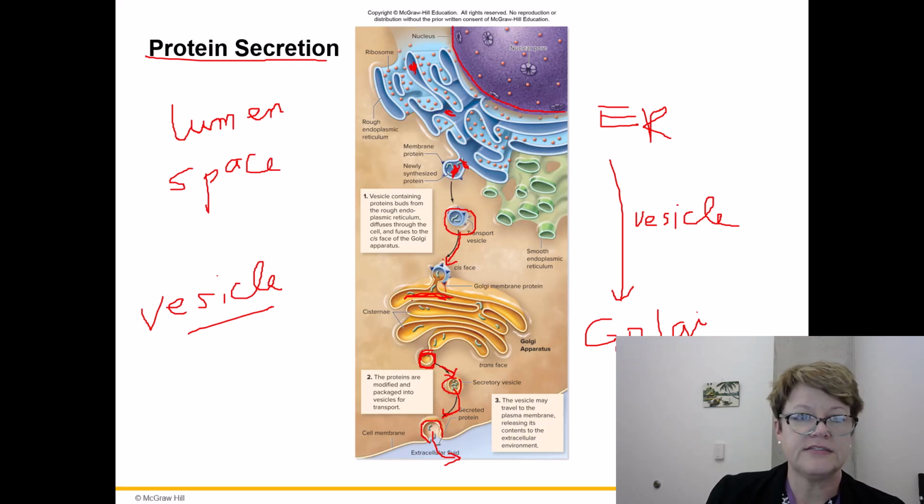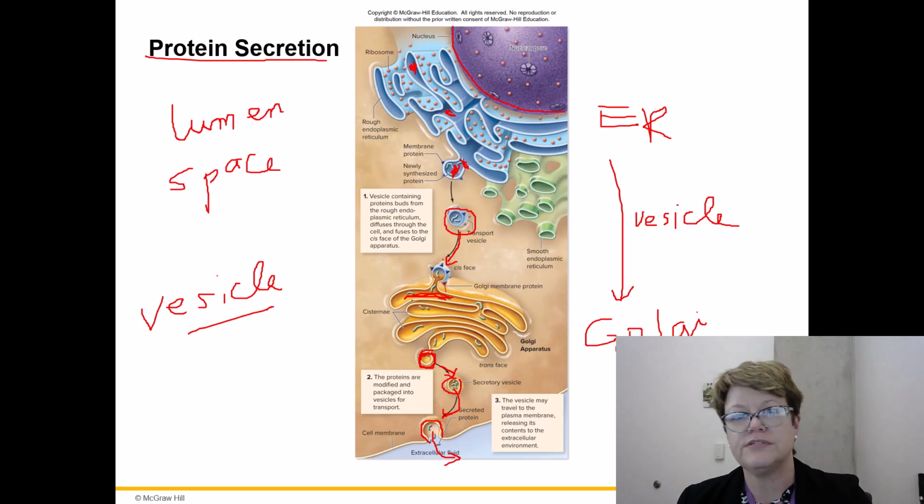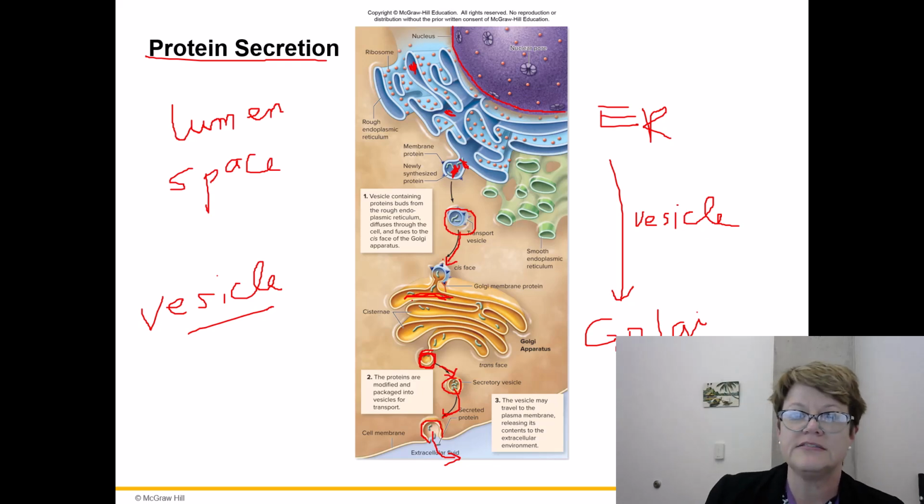So it releases the contents of that vesicle. So vesicles are carrying proteins. In our story, vesicles are carrying proteins that were made at the ER by ribosomes. And then from the ER, they enter into vesicles, which then pinch off of the ER and travel to the Golgi, fusing to the Golgi and dumping that mixture of proteins into the Golgi space.